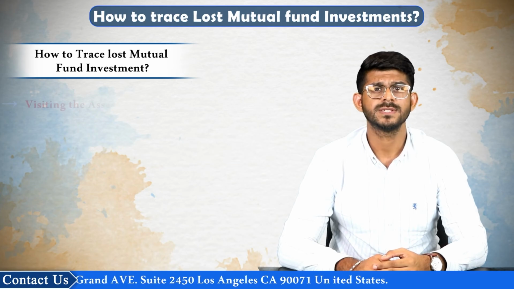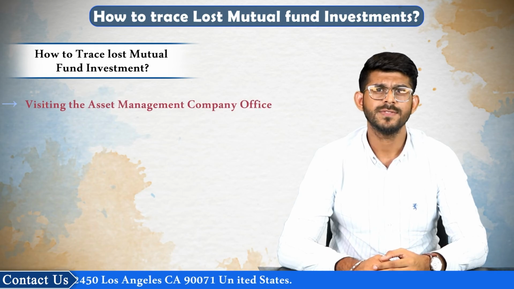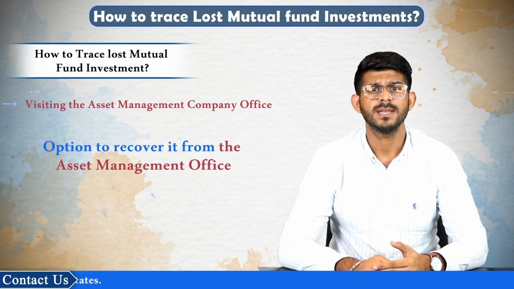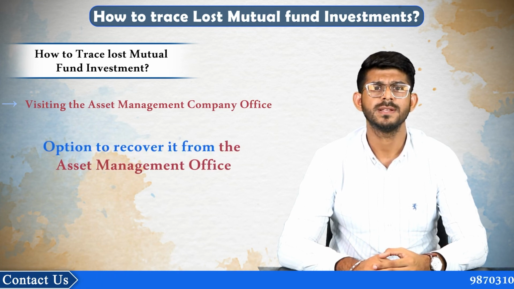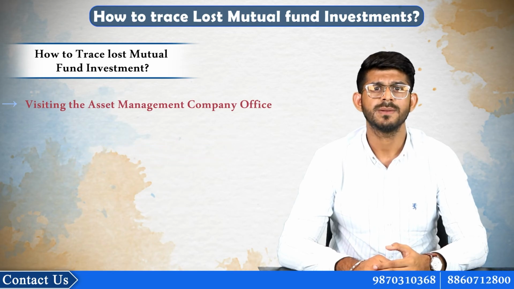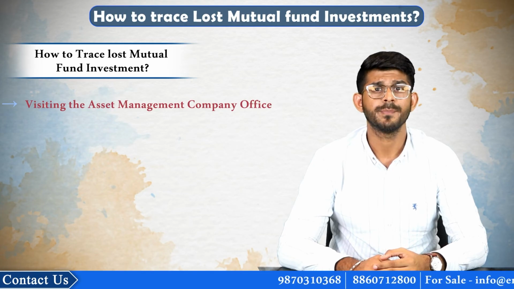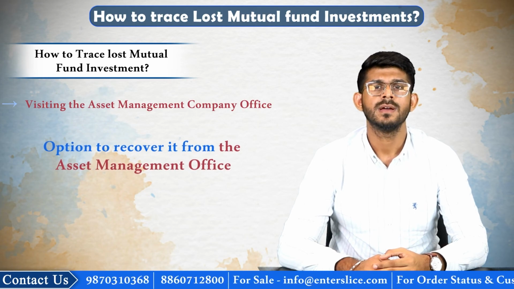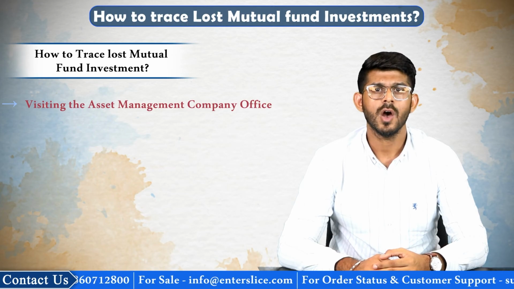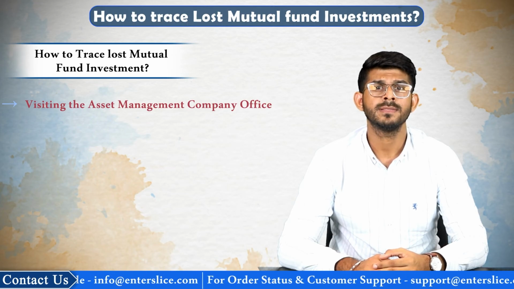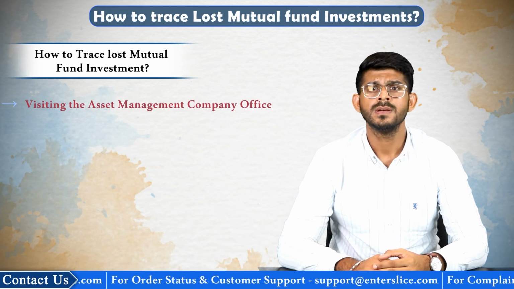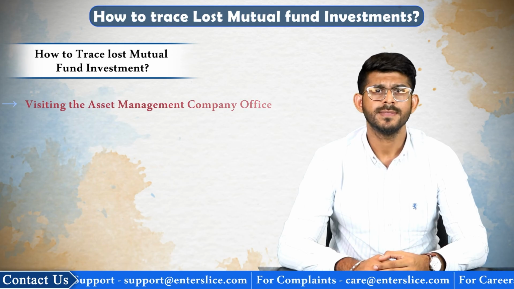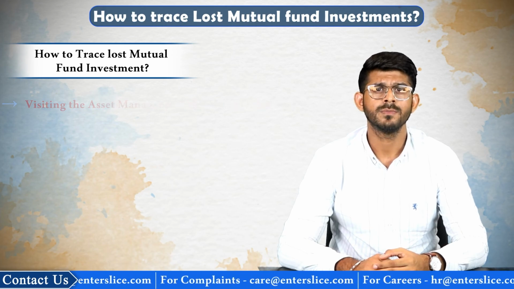The fifth way is visiting the asset management company office. If the investor is unable to retrieve the folio number of their lost mutual fund investment, then they have the option to recover it from the asset management company. The investor has to share PAN details with the asset management company, which, after examining the details, will share a duplicate consolidated account statement with the investor. However, if the investor has already updated their PAN with the asset management company, they receive a half-yearly consolidated account statement at the end of every year. They can check and retrieve the folio number from the registered email ID.